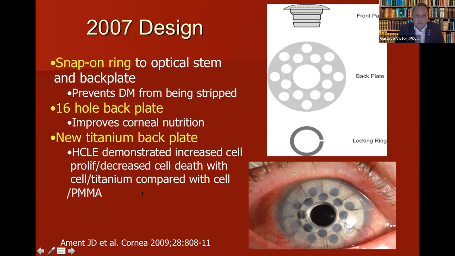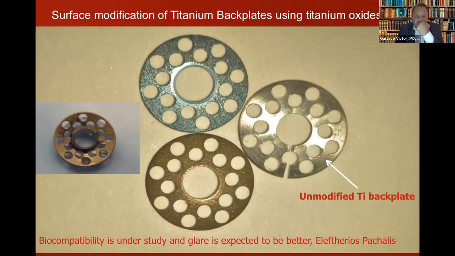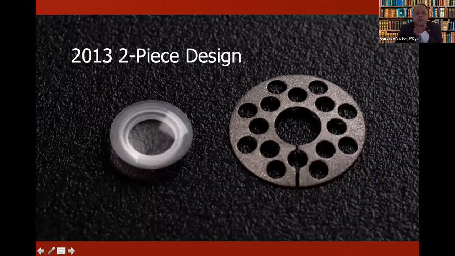This is very important to improve the aqueous flow through this plate to the graft and make the graft survive. You will see on the other slide that it can bring down the incidence of melting of the cornea. So this is an example of the improvement of the back plates, the biocompatibility and the titanium. This is the 2003 design.